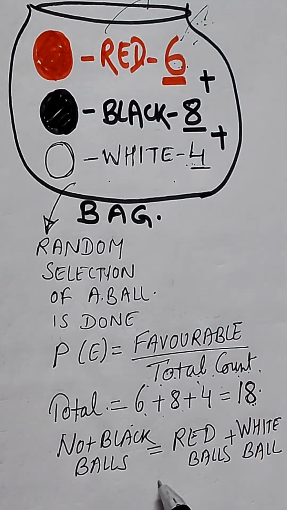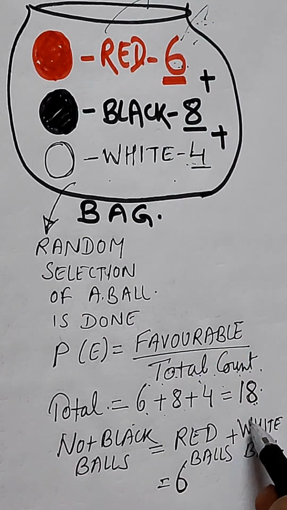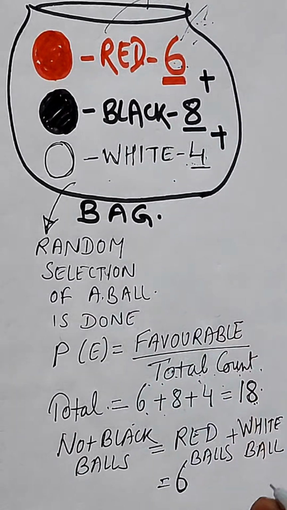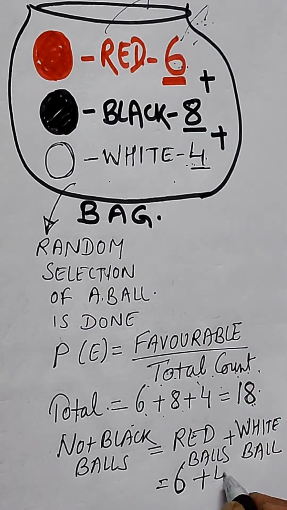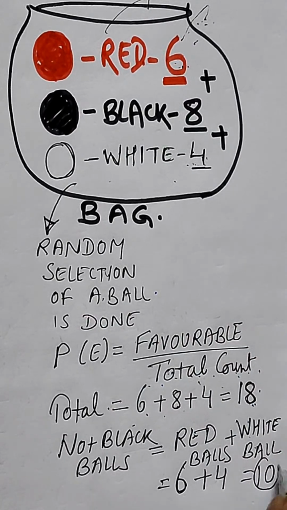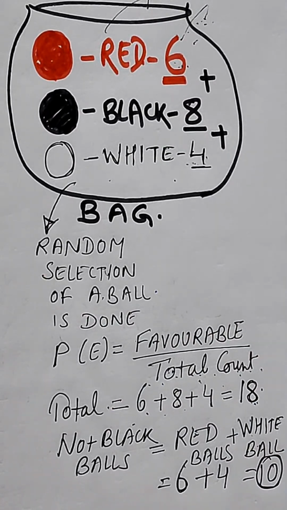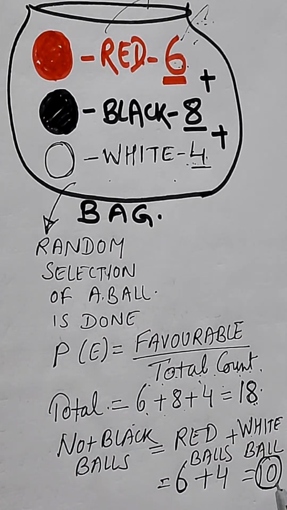The red ball count is 6, so put the value 6 over here. And the white ball count is 4, so just add the white ball count, 4. This gives you the value of 10. These 10 balls are those balls which are non-black.